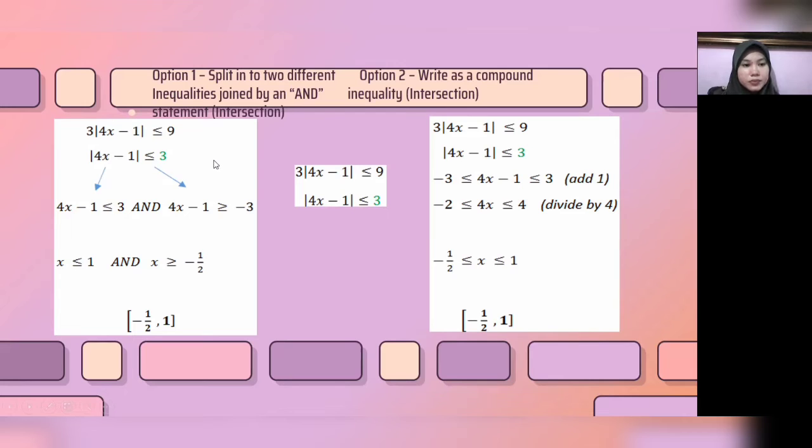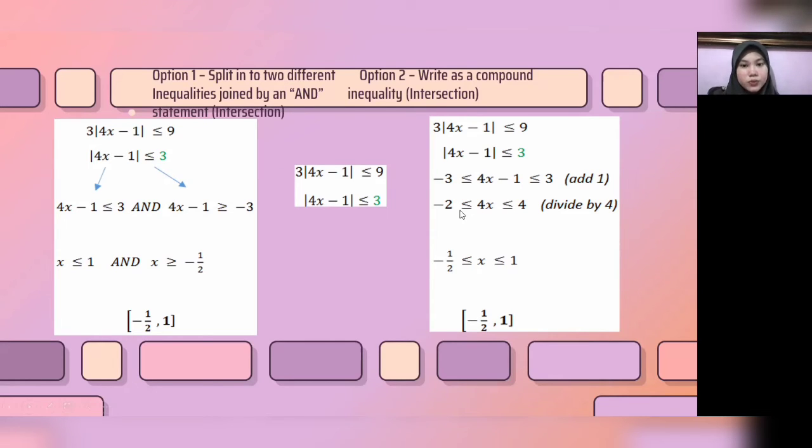Option 1: 4x minus 1 less than or equal to 3, and 4x minus 1 greater than or equal to negative 3. And then x less than or equal to 1 and x greater than or equal to negative 1 divided by 2. The result is negative 1 divided by 2 and 1.